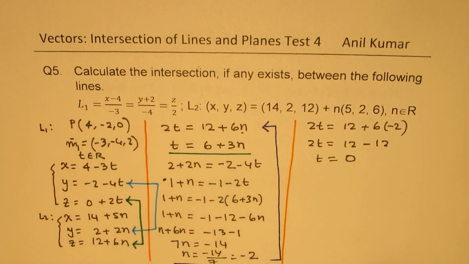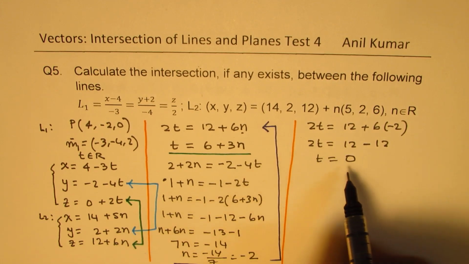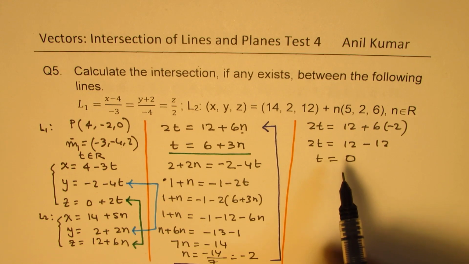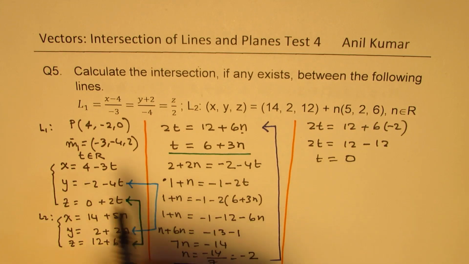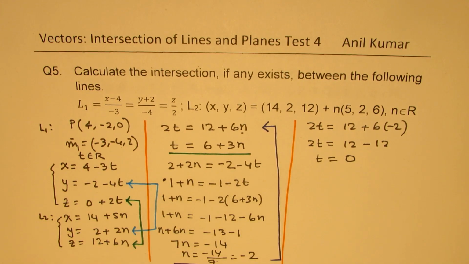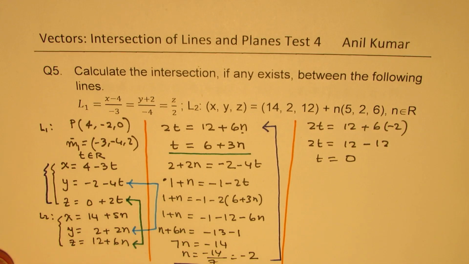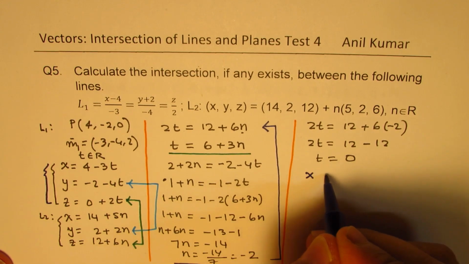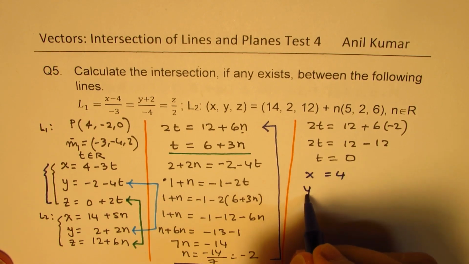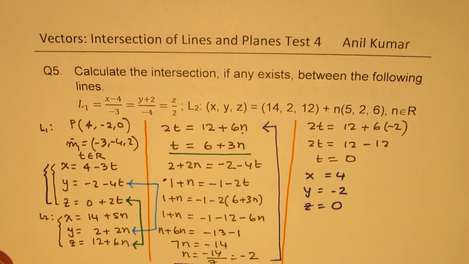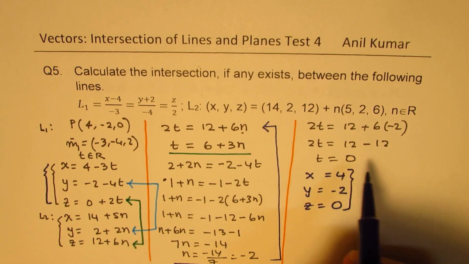Now we can find the points, correct? So we can substitute the value of t as 0 in our equation and find the points. So we'll substitute in the first set of equations, which is this one, correct? So what we get here is x equals 4, y equals minus 2, and z equals 0 as our solution, correct?